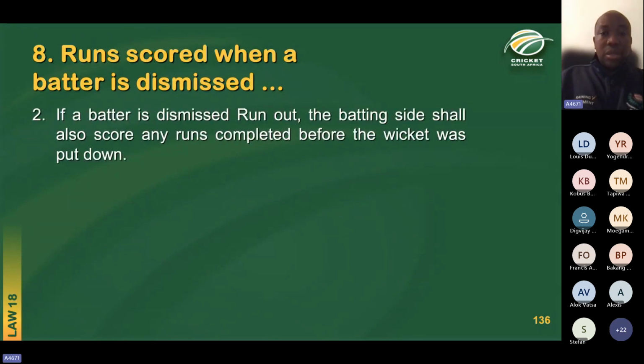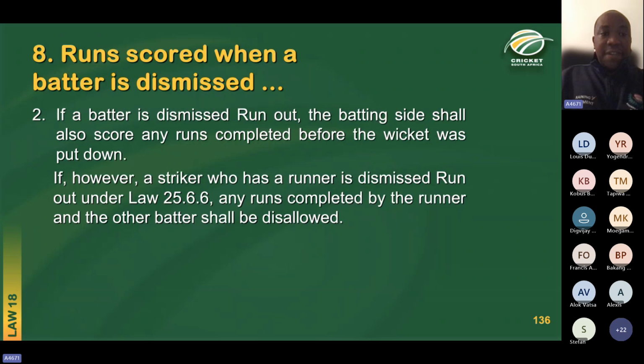If a batter is out run out, the batting side shall also score any runs completed before the wicket was fairly put down. So if they were run out attempting the 3rd run, then the 2 runs that the batters completed before the run out will be scored. If, however, a striker who has a runner is dismissed run out, any runs completed by the runner and the other batter shall be disallowed.